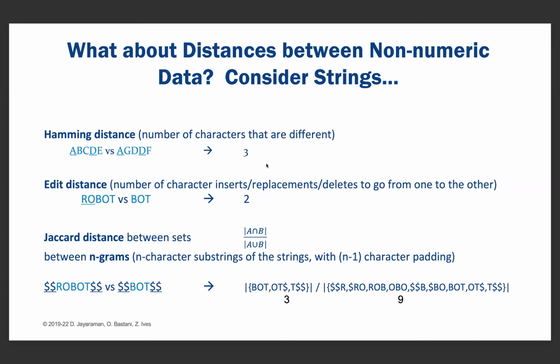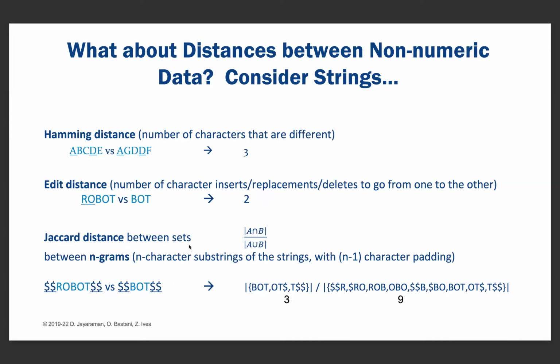There is also something which is called edit distance, which is how many characters you need to insert, replace, or delete to go from one string to another. There is also the distance between sets. The distance between sets uses the number of elements in the intersection of the sets A and B, the number of same elements in both sets, and the number of elements in the union of the sets A and B, and takes the ratio of these two numbers.